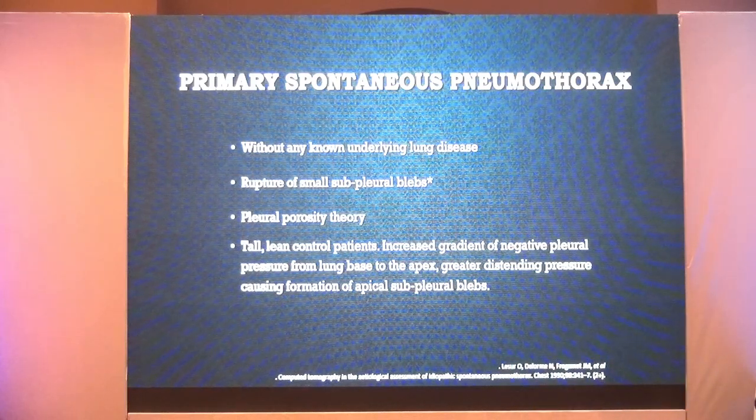There are two theories that are postulated: the formation of blebs and their rupture at the apical segment, most commonly of the upper lobes and then of the lower lobes. Then the pleural porosity theory, in which the surface cells of the lung become inflamed and they leak. The primary variety is more common in tall and lean patients, the so-called Marfanoid patients, in which there is increased gradient of negative pleural pressure from the base to the apex of the lung, which forms the bullae or the smaller blebs, and they rupture and pneumothorax happens.